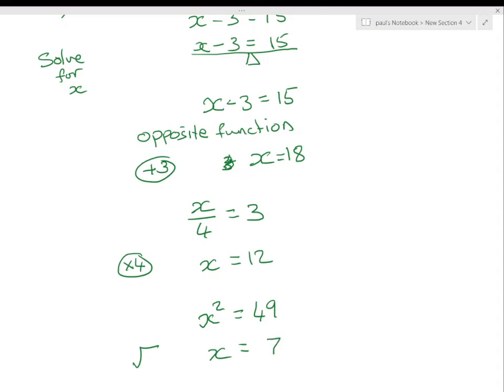Now one thing to remember here: we know that 7 times 7 equals 49, but also minus 7 times minus 7 equals 49. So we've got two answers. It could be 7 or it could be minus 7. So we write it this way, plus minus. It could be plus 7, could be minus 7.